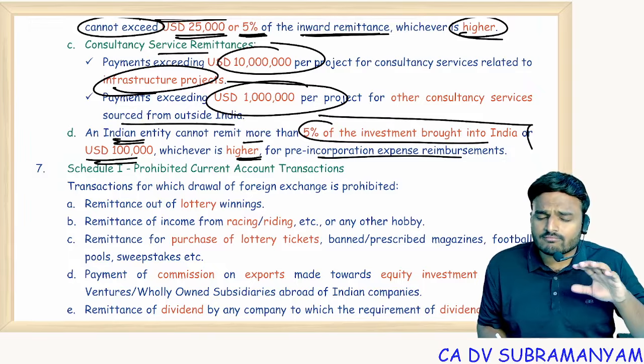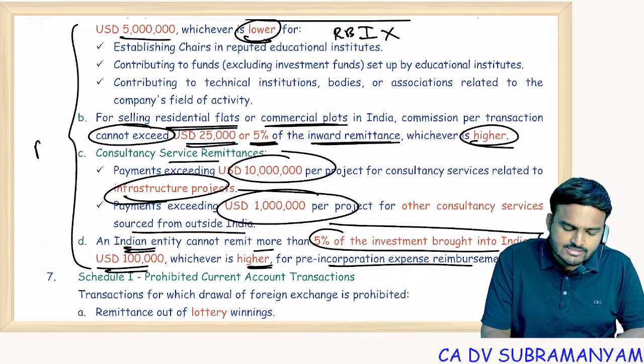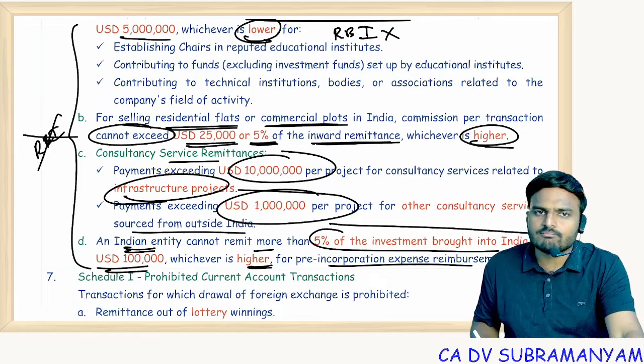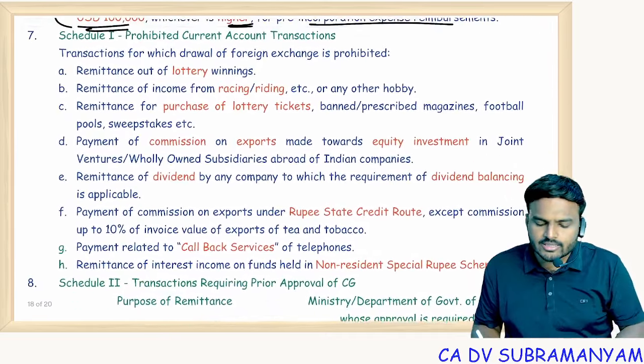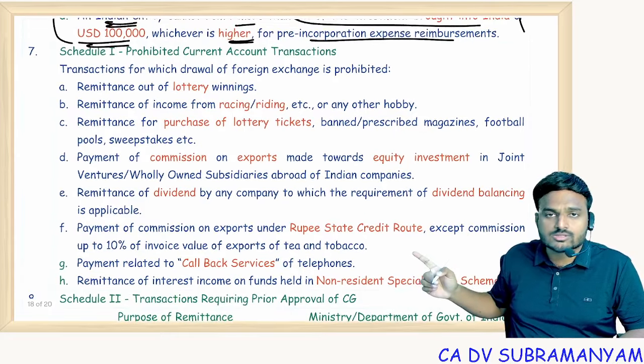With RBI approval, you can go beyond the limits. All these are within these limits, RBI permission not required. Exceeding the limits, RBI permission is compulsory. Pakka. Next one, Schedule 1, prohibited current account transactions. Just remember the list. They may ask you for 2 marks or 3 marks.